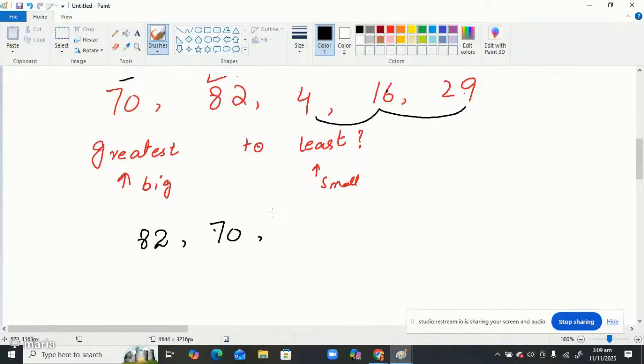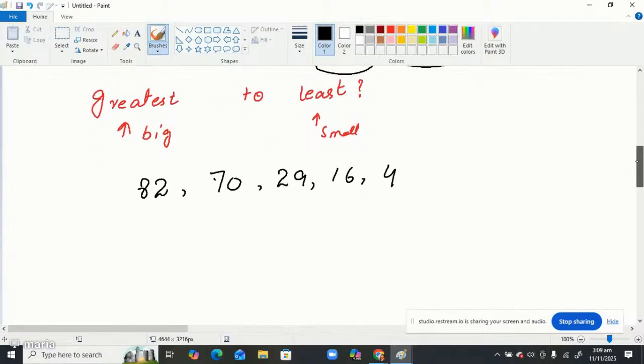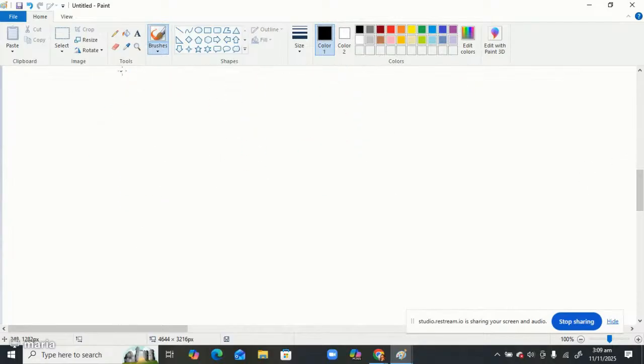Everyone write your answer in the chat. So that is 29. Very well done. Then it comes next, that is 16, and then it's 4. Very well done. Okay, let's do one more question related to this. This time you tell me the answer.